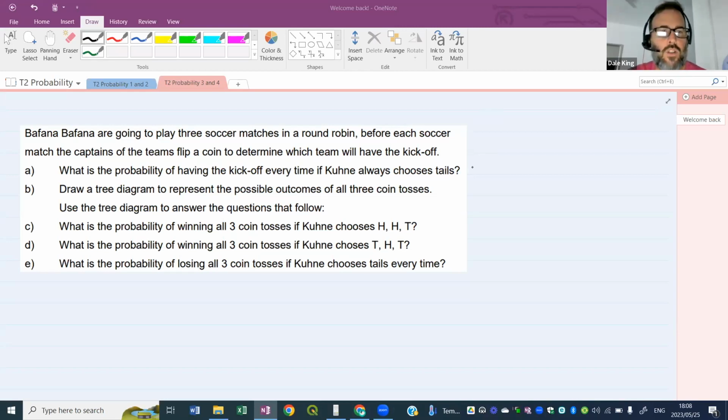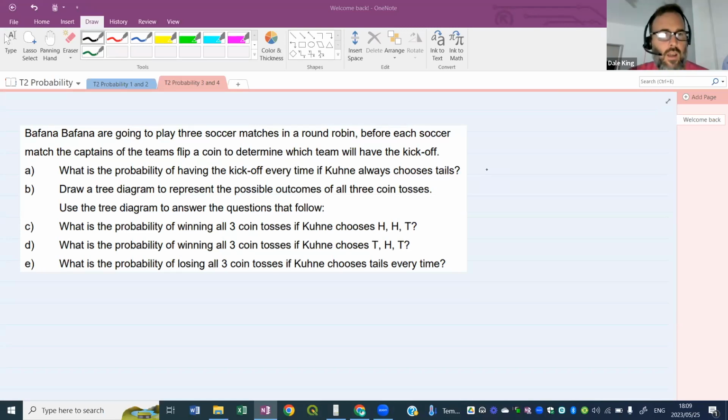Now, I'm going to come back to this question, but let's look at question B, because looking at this question, you might be thinking, oh my gosh, where do I even start? All right, he's going to do it 3 times. He always chooses tails. What's the chance he's going to kick off every time or win on tails every time? All right, now, just looking at that question, question A on its own, can be quite challenging, but we've learned to draw diagrams to help us with this. So let's do B first.